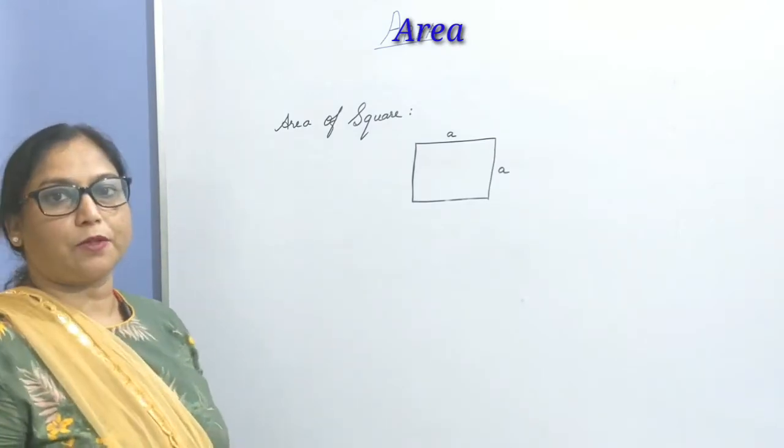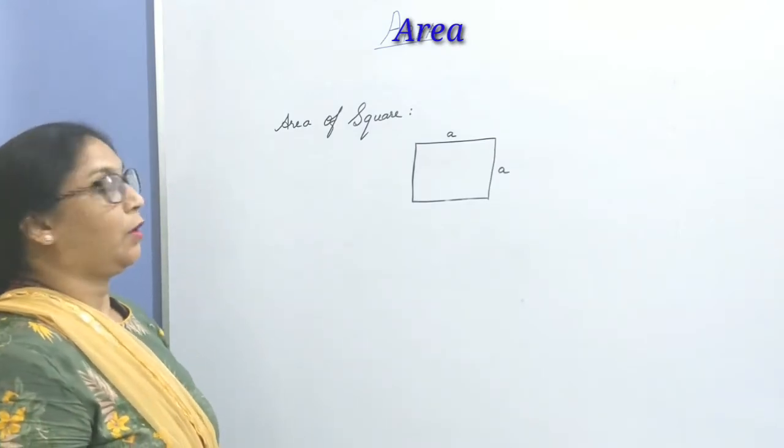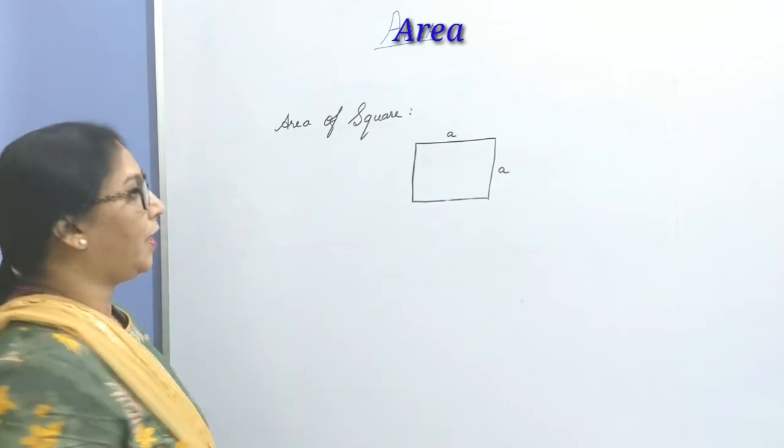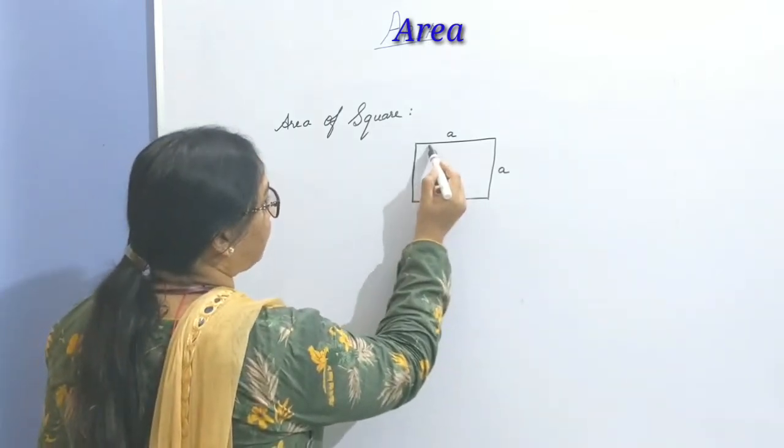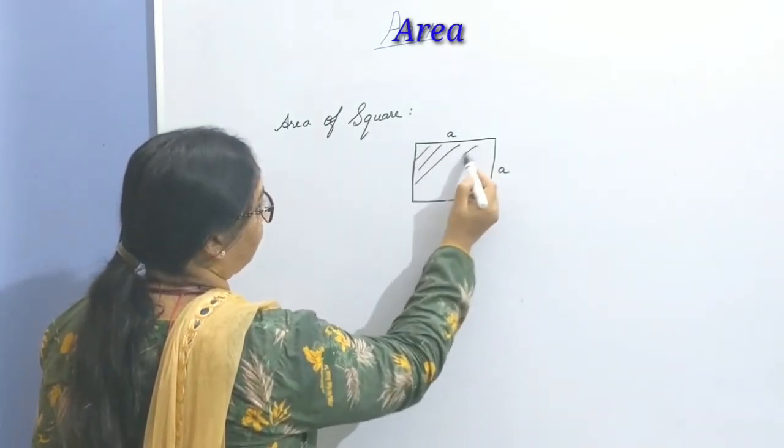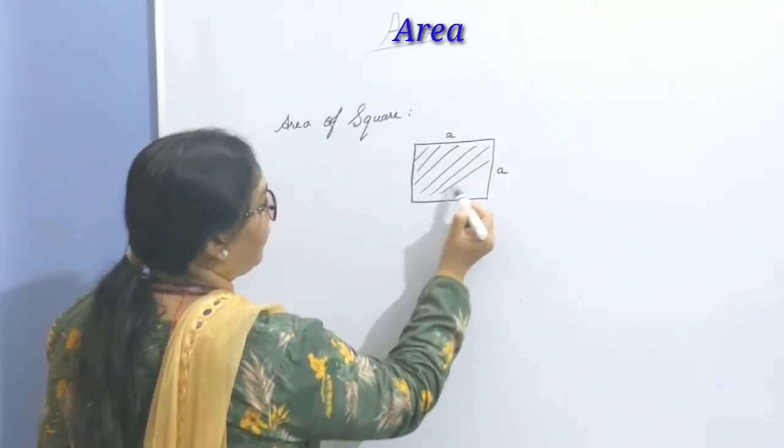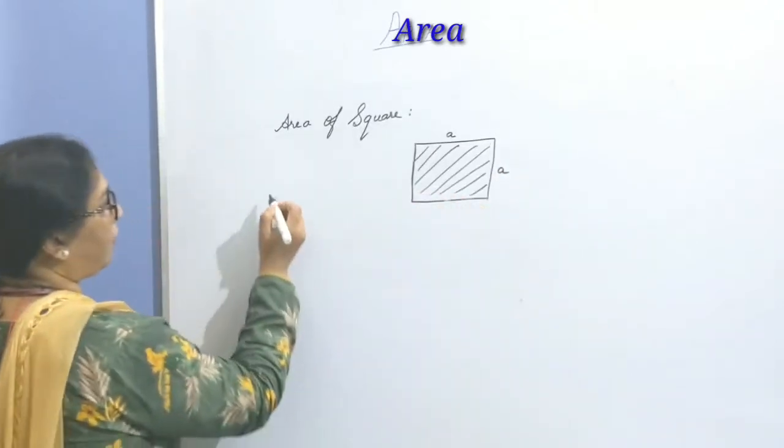First shape is area of square. Now, what do you mean by area of square? The area of this square is this portion enclosed by it. Now to find this portion, we have a formula.